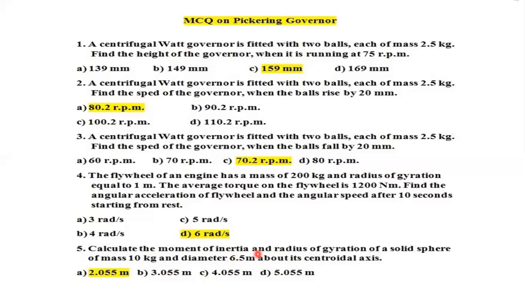So here they are asking us to calculate two values, right? One will be mass moment of inertia and another one will be radius of gyration. So mass moment of inertia formula for solid sphere is I is equal to 2/5 of mr square. If you want to calculate the radius of gyration, it's 3 divided by 5 into r square. If you calculate, you can get the values, but here the options are wrong.